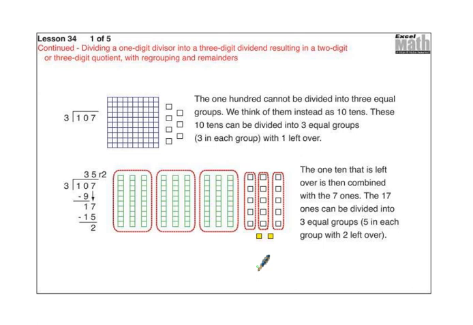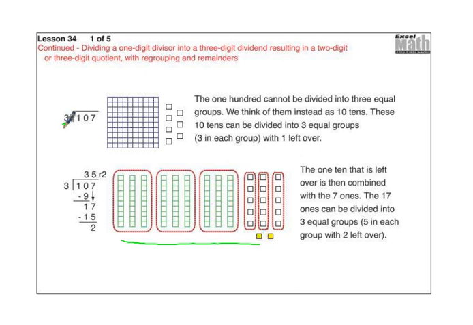All right, here we go with 5th grade Excel lesson 34. We are going to continue learning about dividing one-digit divisors into three-digit dividends with a two-digit answer, or a two-digit quotient, and we do have some regrouping and remainders. So here's our sample problem, and again they give you a kind of complicated way of solving the problem that I think is going to lose most of you. So I'm just going to show you how we do this.